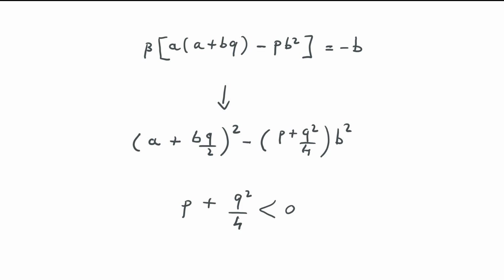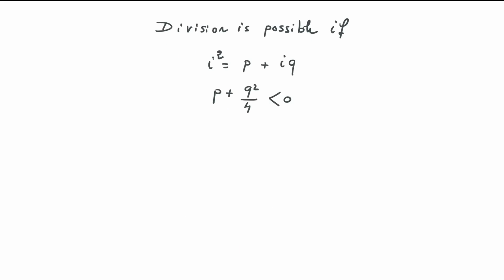Regardless of the values of a and b, as far as a and b are not equal to 0, I have for any pair I squared, for which the square is of the form p plus iq, if p plus q squared divided by 4 is negative, then I have a system where I can always find an inverse except for 0, 0.